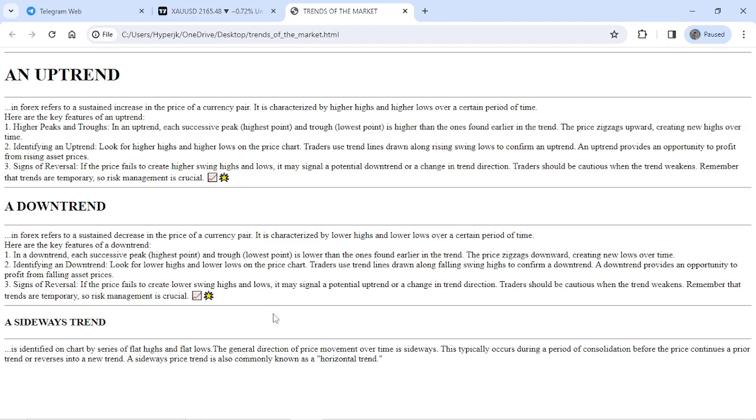Remember, as time is going, price action is going, and once they are stuck in that box of equal highs and equal lows and keep on moving, it is actually moving sideways from left to right. This typically occurs during the time of consolidation before price continues a prior trend or reverses into a new trend. What this is saying is that once the price action is in a sideways trend, it is called a period of consolidation. So if you are discussing with your trading friends and they ask you, did you trade today?